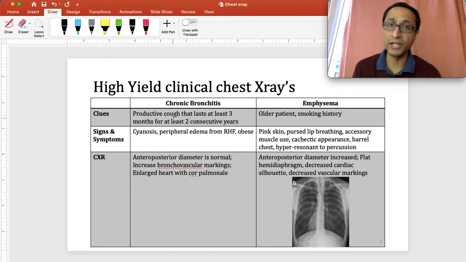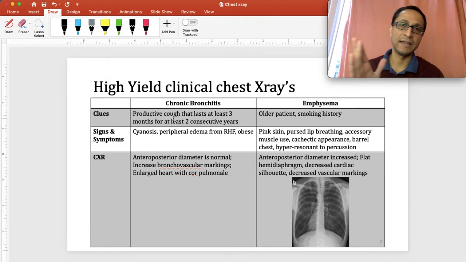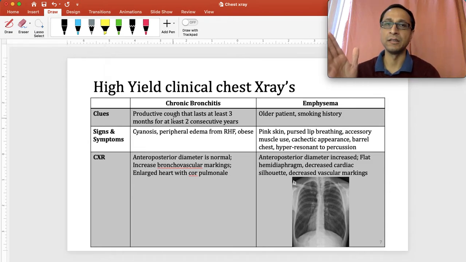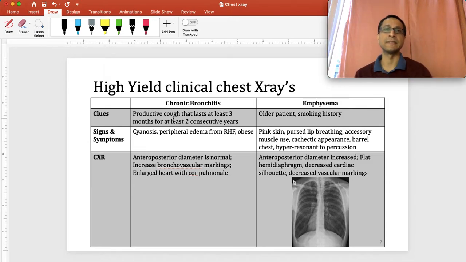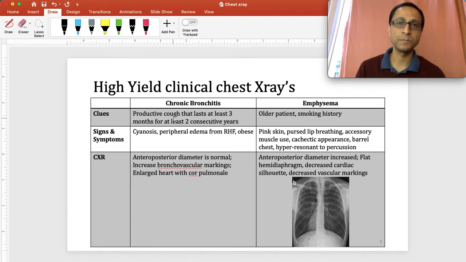Remember, this is not a clinical rotation. This is not a clinical clerkship exam. This is a basic science exam. USMLE Step 1 and COMLEX Level 1, these are basic science exams. So they always will have clinical context in the question.